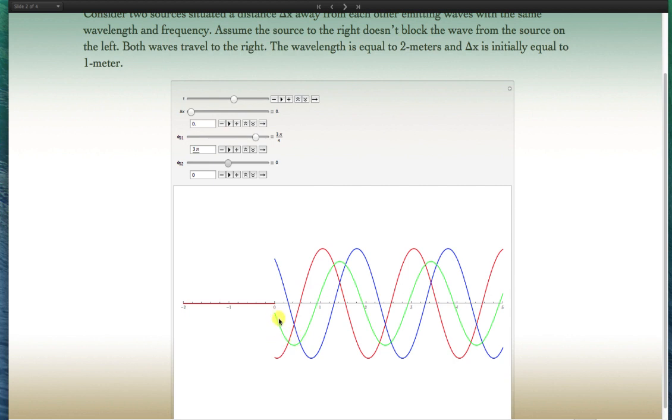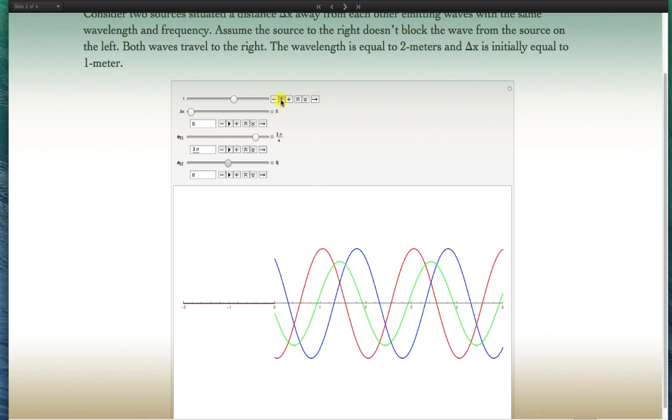In this case, you get a green graph that looks like this. And so the maximum of the green graph is actually a little bit less than the maximum of either the red or the blue. And so this is some degree of destructive interference. The total resultant wave is a little bit smaller than one of the individual waves. So you get some cancellation, but not complete cancellation from the two waves.